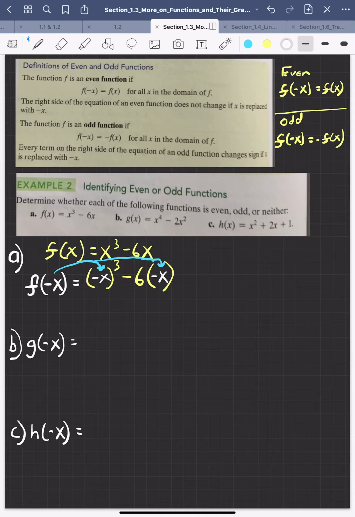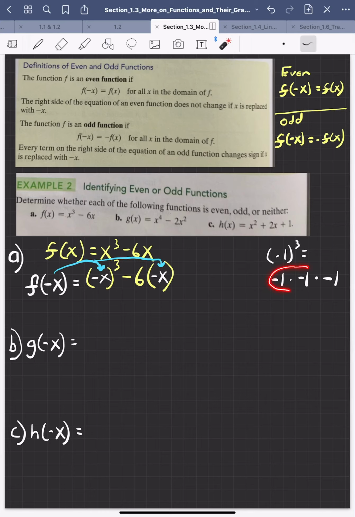All right, now what we're going to do is we're just going to clean it up, and then we're going to look up here and answer the question. So let's go ahead and clean it up. If you have a negative x to the power of 3, well, maybe does it make sense if you have negative 2? Let's actually make it even easier. Let's say if you have negative 1 to the power of 3, that's just negative 1 times negative 1 times negative 1, right?